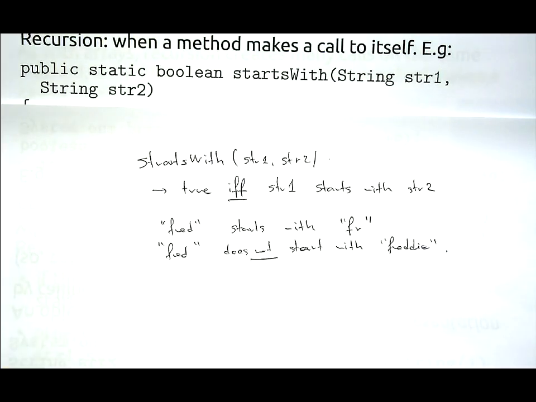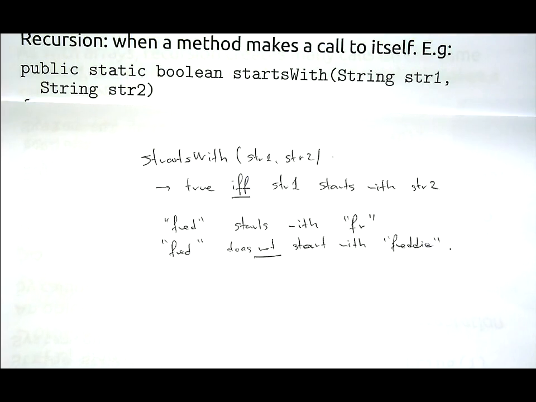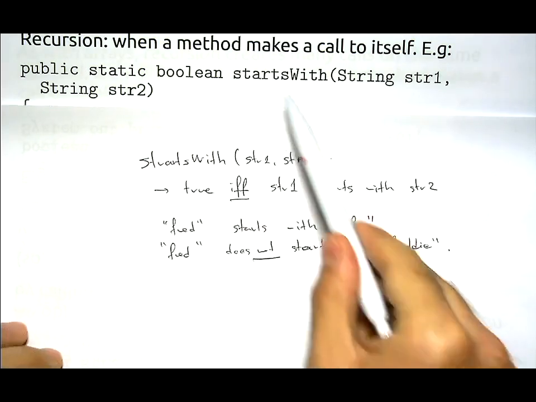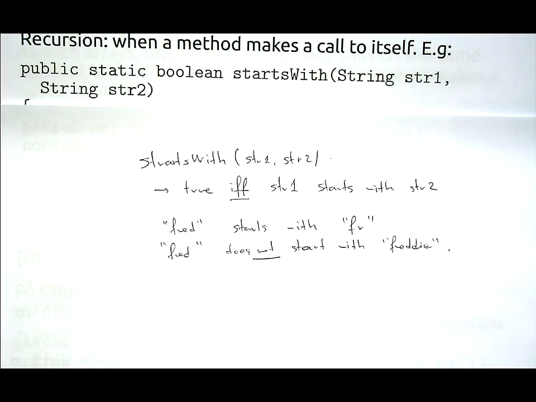So it's a substring relation. You have a string str1, and str2 is an initial part of str1. That's what starts with means. So how can I check that this relation starts with is true between two strings? There is a very easy, notionally easy, way to check that. Suppose that you have two strings that are not the same, and you want to check whether the first one starts with the second one, str2.